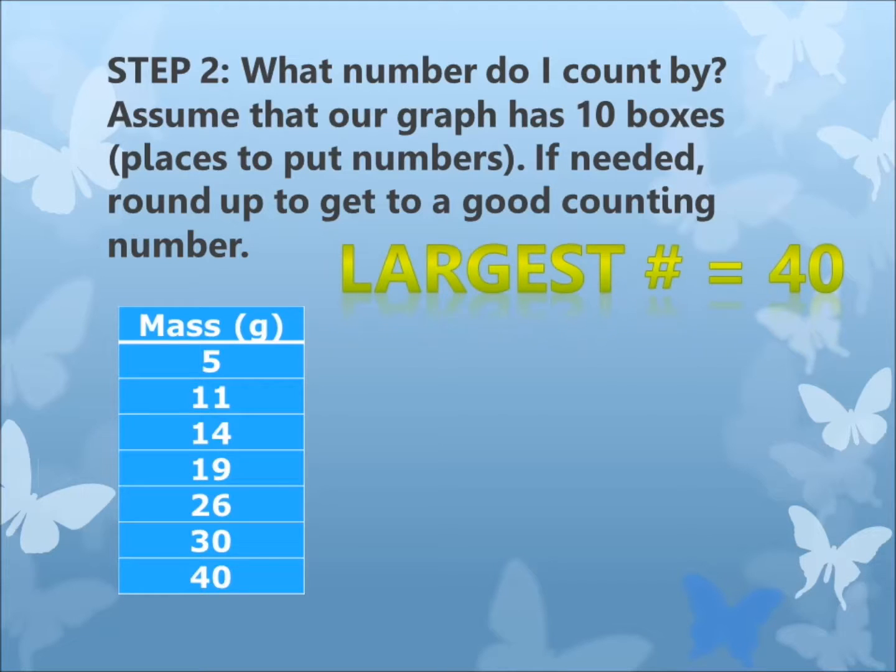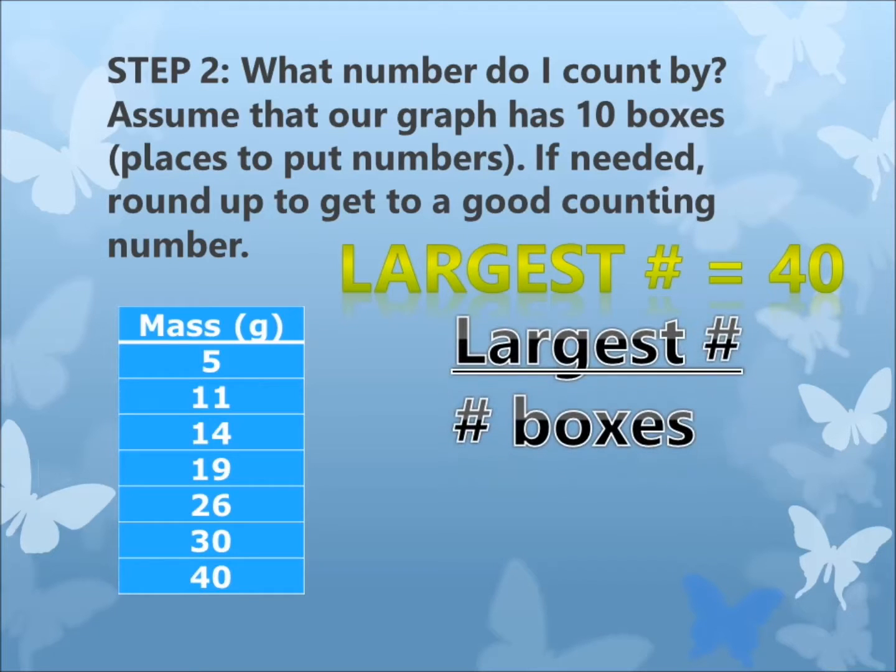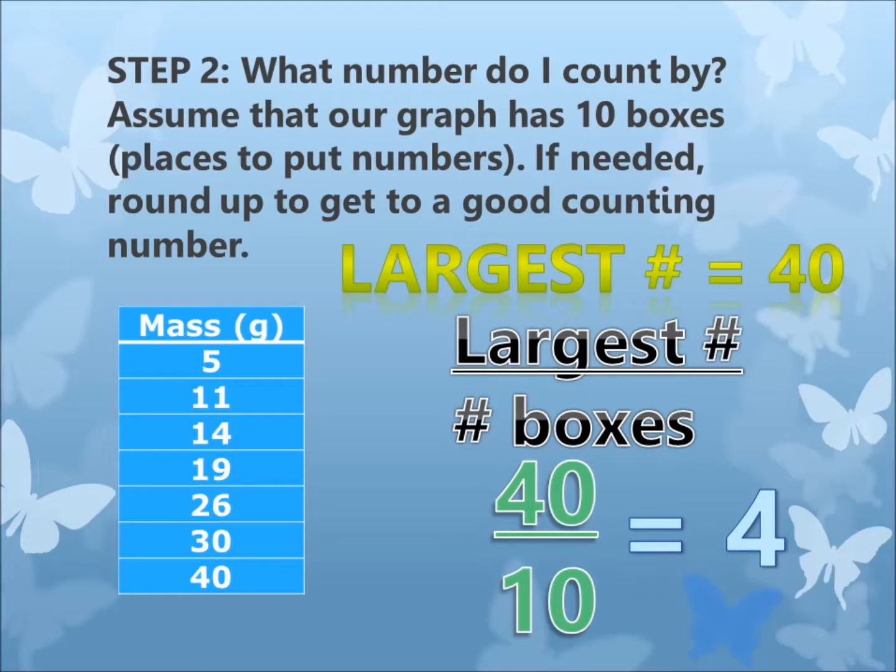So we take our largest number, and we're going to divide by how many boxes we have. And we said we're going to use 10 just because that's an easy number to work with. So you're going to take 40, divide by 10. So that's going to be 4, right? So we're going to count by 4s.